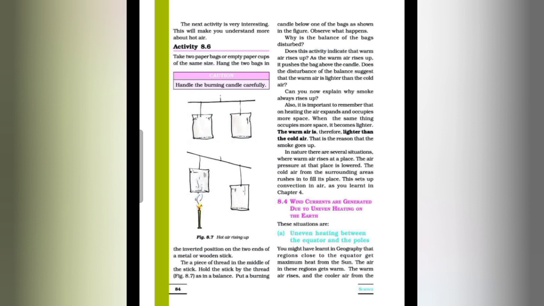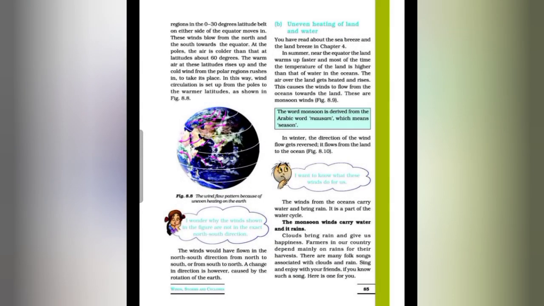You might have learned in geography that regions close to the equator get maximum heat from the sun. The air in these regions gets warm. The warm air rises and the cooler air from the region in the 0 to 30 degree latitude belt on either side of the equator moves in. These winds blow from the north and the south towards the equator.